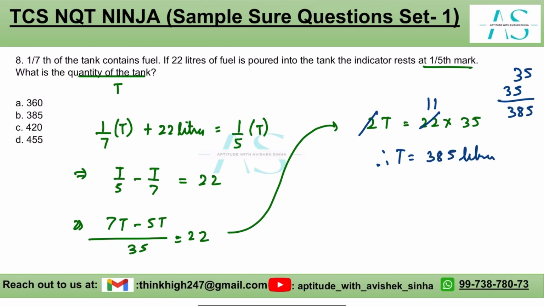385 liters is the total quantity of the tank, which we have assumed as T. 385 is right there in option B, so we'll mark it, and that is how we can take up these questions. I hope this helps. Simple calculation, not that difficult.